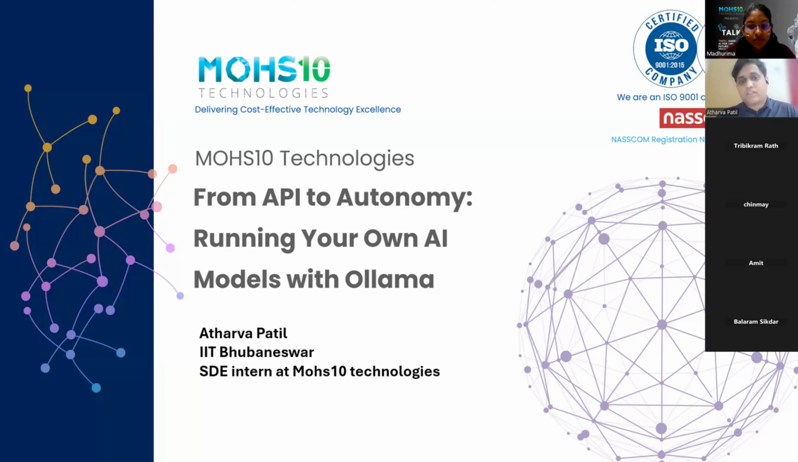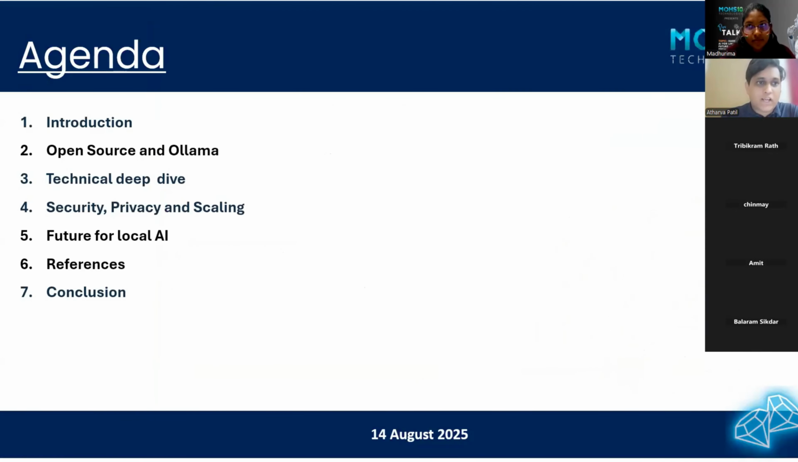So the topic for today will be from API to autonomy, running your own AI models with OLLAMA. So let's discuss each and every word of this topic throughout the presentation. So let's start by giving you the agenda of what I am going to present. First, introduction, open source and OLLAMA. We'll give you some technical how to set up, how to work with this. The security aspects, privacy and scaling, future for this local AI, and the reference and conclusion.